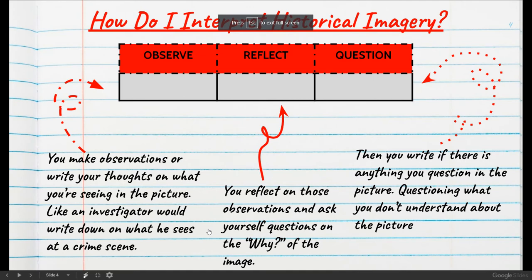So, how do you interpret historical images? So, how do you make sense of images that are from the past? And so, in order to do that, we observe, reflect, and we question. So, when you observe, you make observations simply about what you see in the picture. So, you're looking at what you see in the picture and you're just writing it down. It's sort of like an investigator would do when he's at a crime scene. He's just simply writing down what he notices, what he sees.